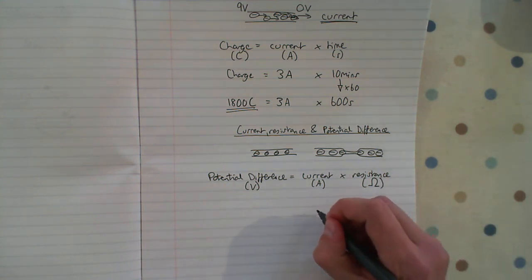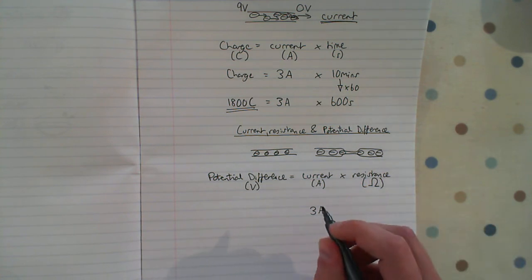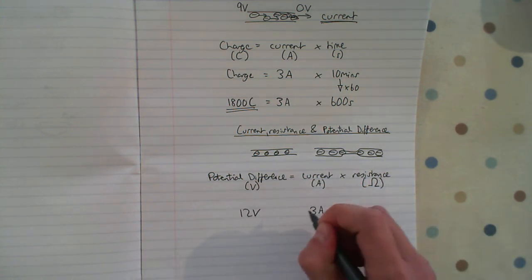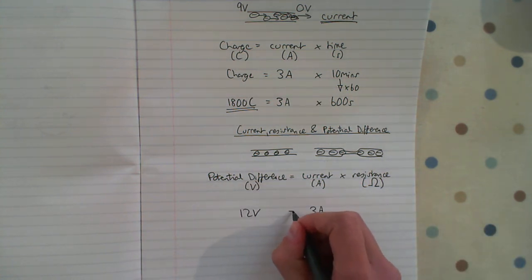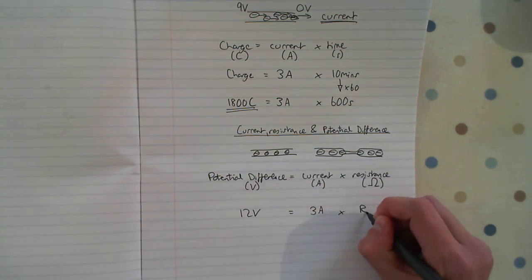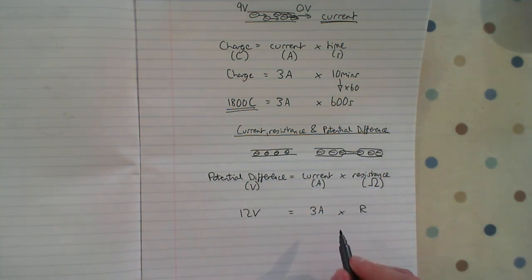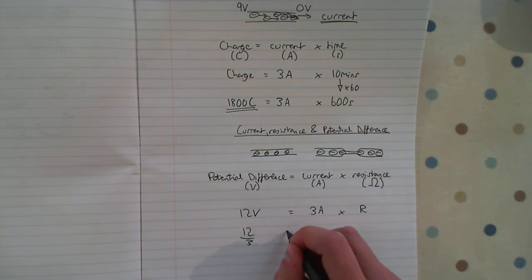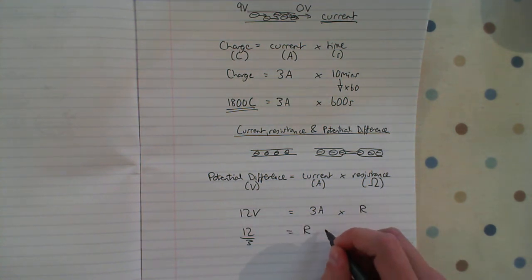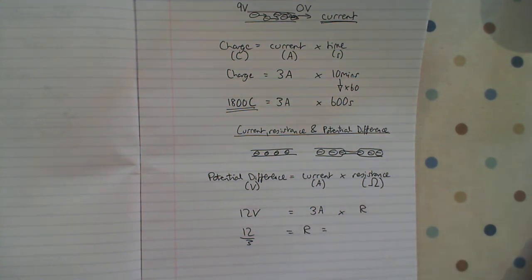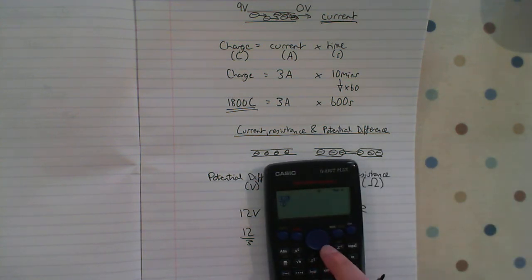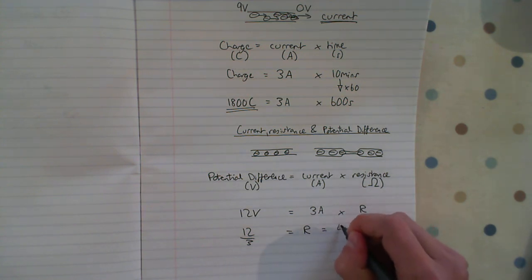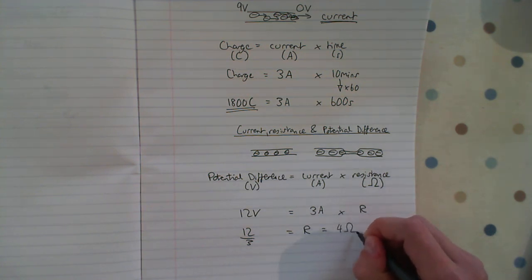So let's say we've got 3 amps and let's say we've got 12 volts of potential difference. 12 volts equals 3 amps times resistance. We don't know what the resistance is, so we rearrange. The opposite of times 3 is divided by 3, so we do 12 divided by 3 equals our resistance. 12 divided by 3, even though we can easily do that in our head, we use a calculator just to make sure. 12 divided by 3 equals 4, and resistance is measured in ohms, so we put our ohms on it.